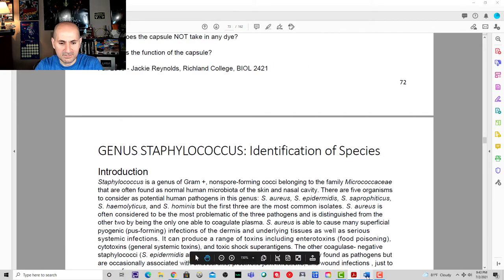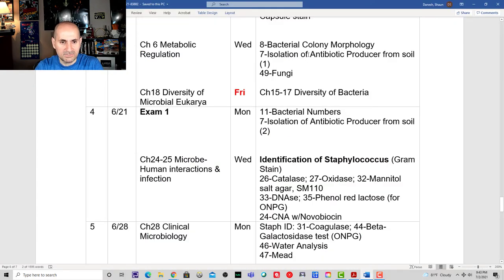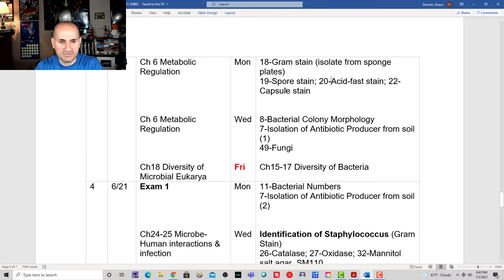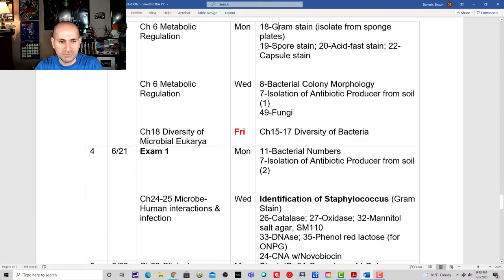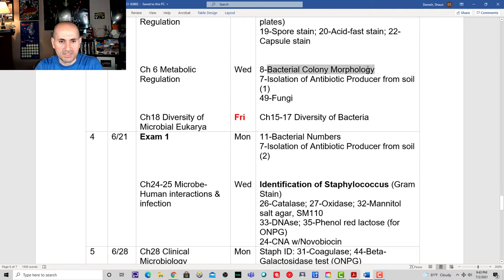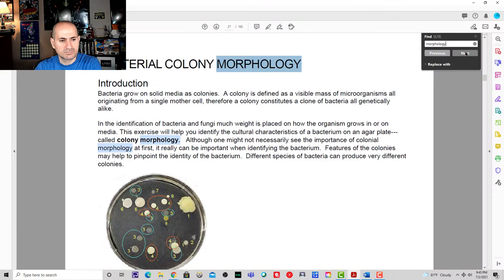All right, where are we at with this? We talked about acid fast, capsule, Gram stain. Okay, bacterial colony morphology. Let's talk about that. Here we go. Bacterial colony morphology.